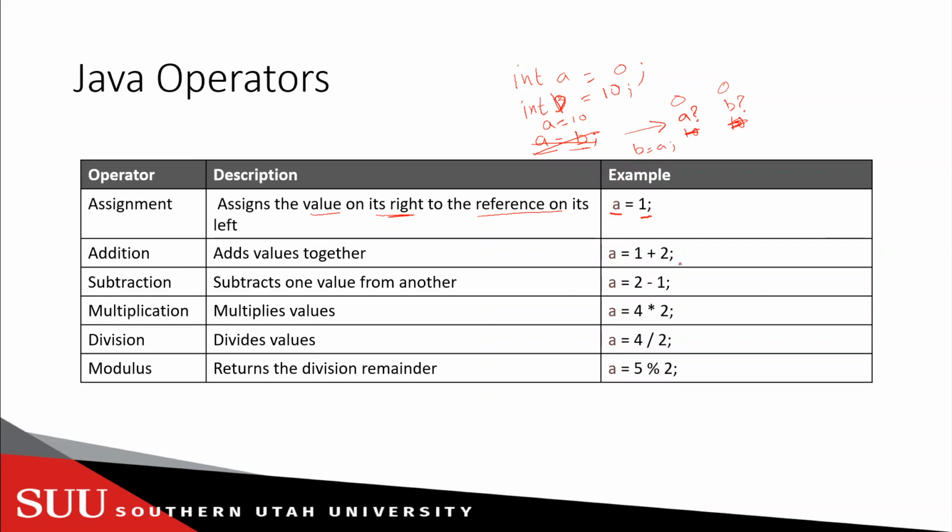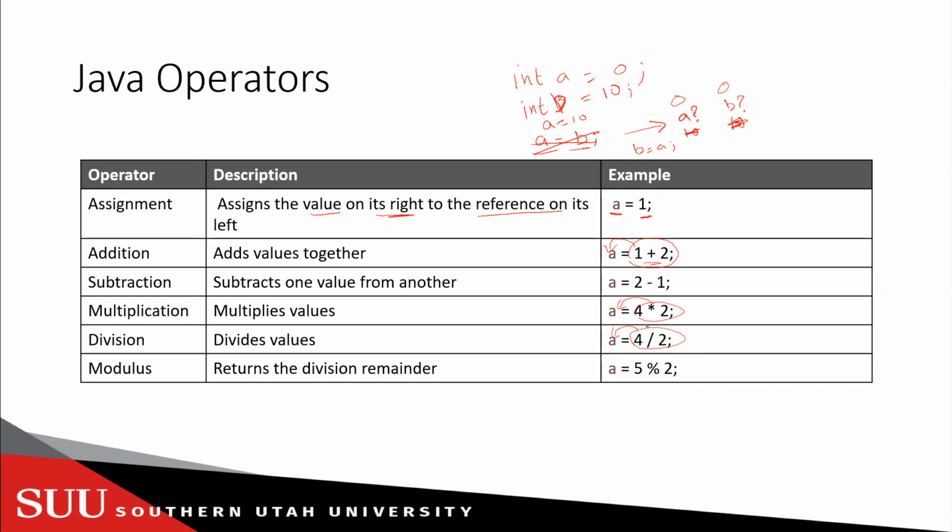Now addition, the plus sign, will add those together and will assign the value to the reference. Subtraction will do the same. Multiplication again the same. We'll multiply those together and assign the result to the reference. Division is going to be the same. Keep in mind we will have something that we call integer division, and we will have regular division, and we will talk about them and show the difference through an example.